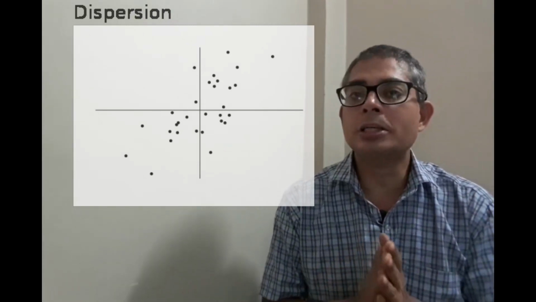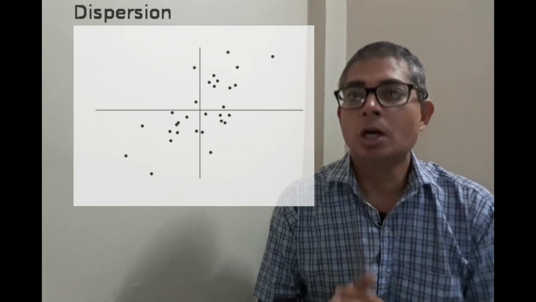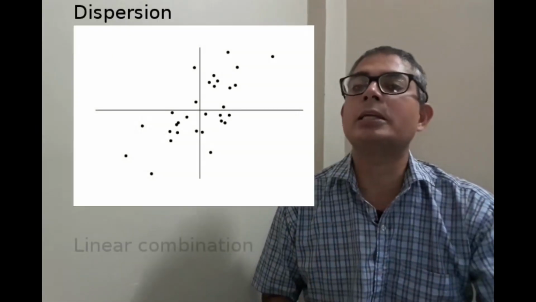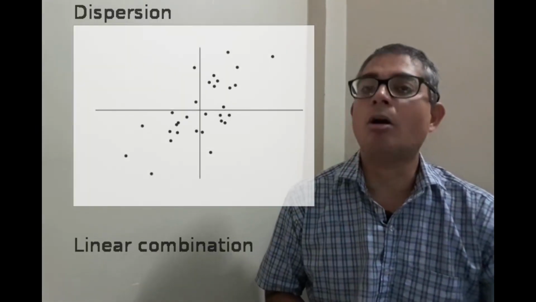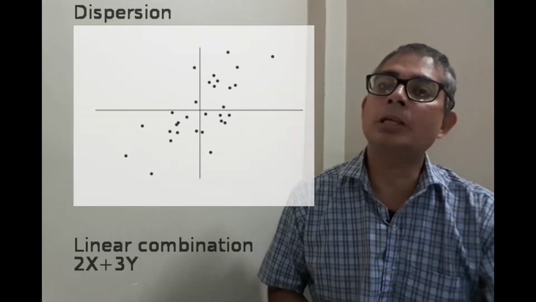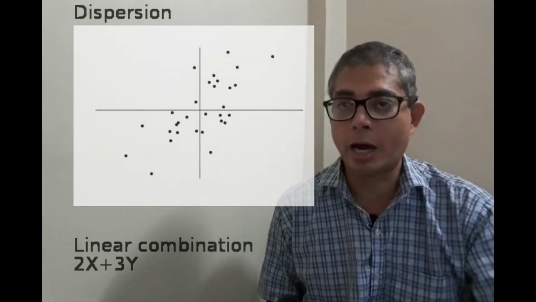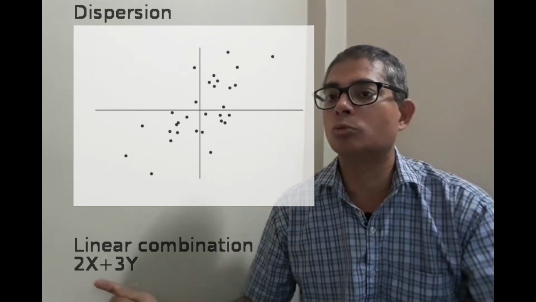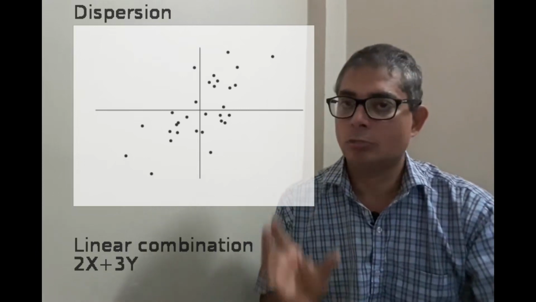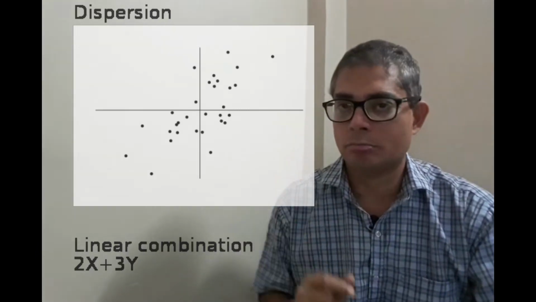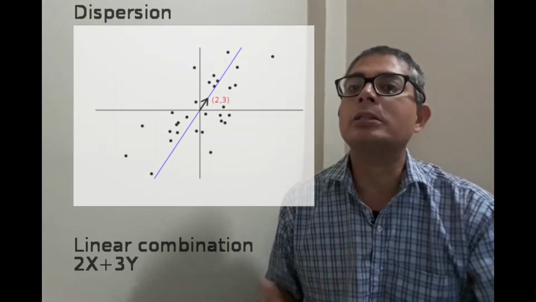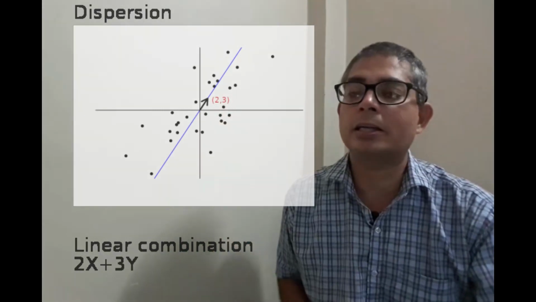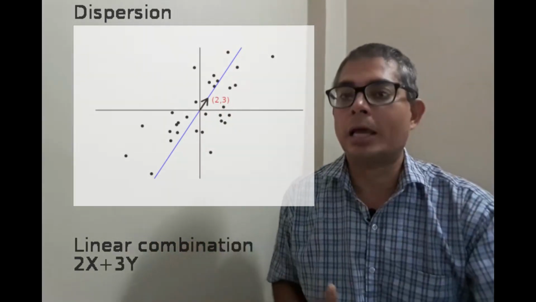A little linear algebra comes to our rescue here. When we look at the points along a certain direction, this is basically taking a linear combination of the variables. For example, if we take 2x plus 3y, then we first collect the coefficients 2 and 3 into a vector (2, 3), which is like an arrow, and consider the line along that arrow. That little arrow here represents the vector (2, 3), and we have taken the line.